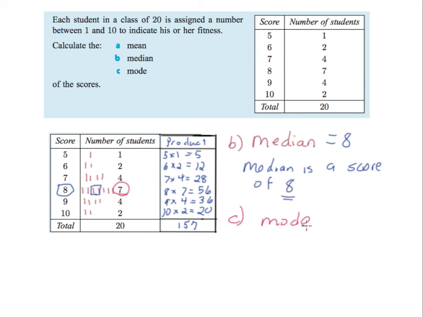Mode. What's the score that occurred most often? It was the 8. So our mode score of fitness for our students is a score of 8.